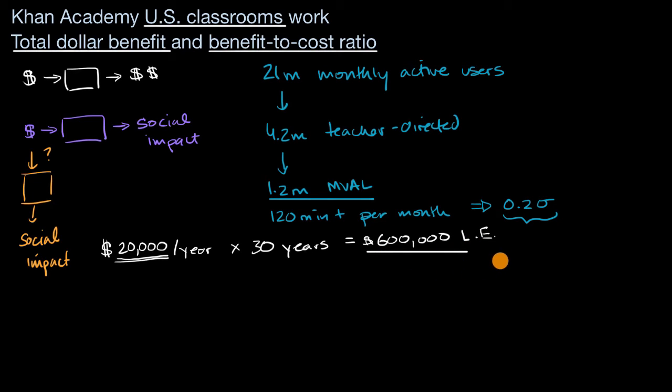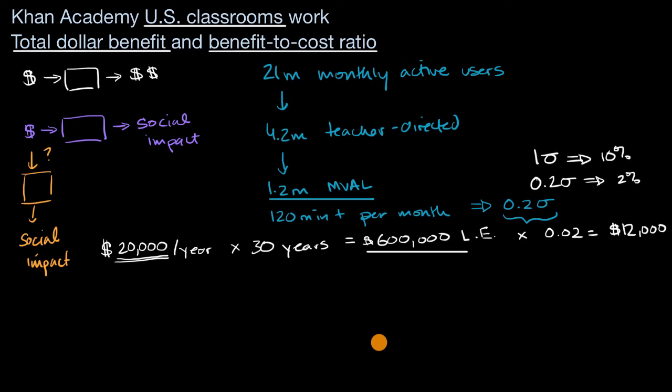So according to the Robinhood report, a 1 standard deviation would result in a 10% improvement to earnings. If we assume this goes linearly, and we're making a lot of assumptions here, most of them very conservative, a 0.2 standard deviation improvement would be a 2% improvement in annual earnings. And so if we multiply the lifetime earnings times 0.02, that gets us to $12,000 per student increase in lifetime earnings on an annual basis.